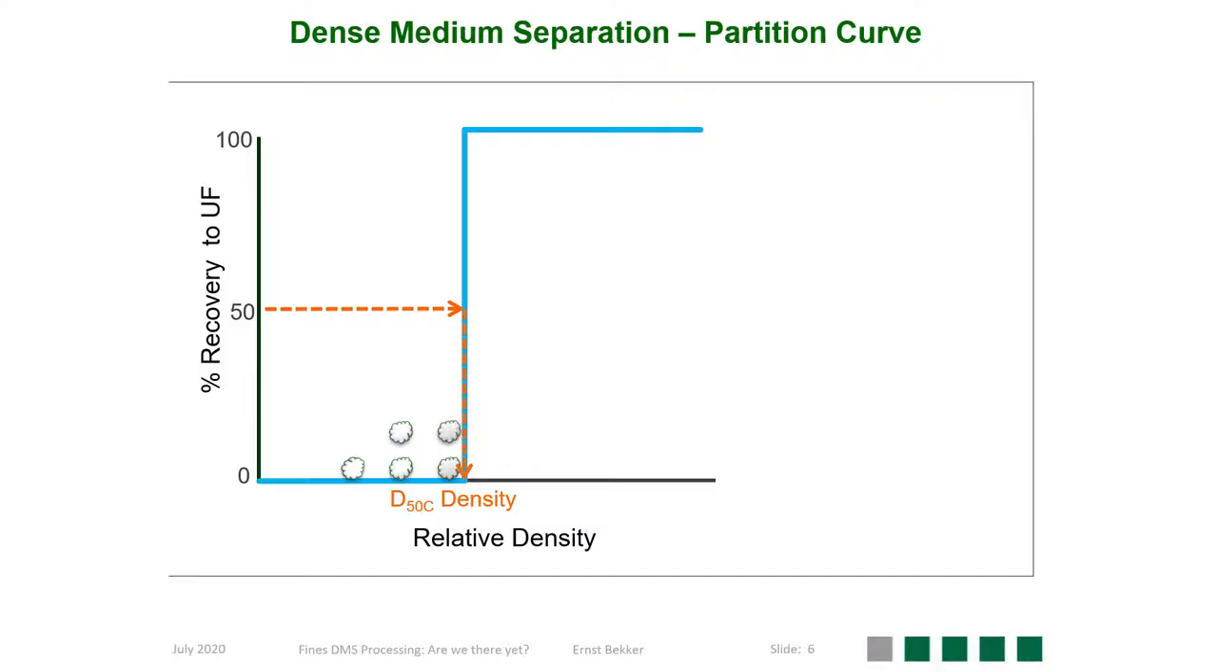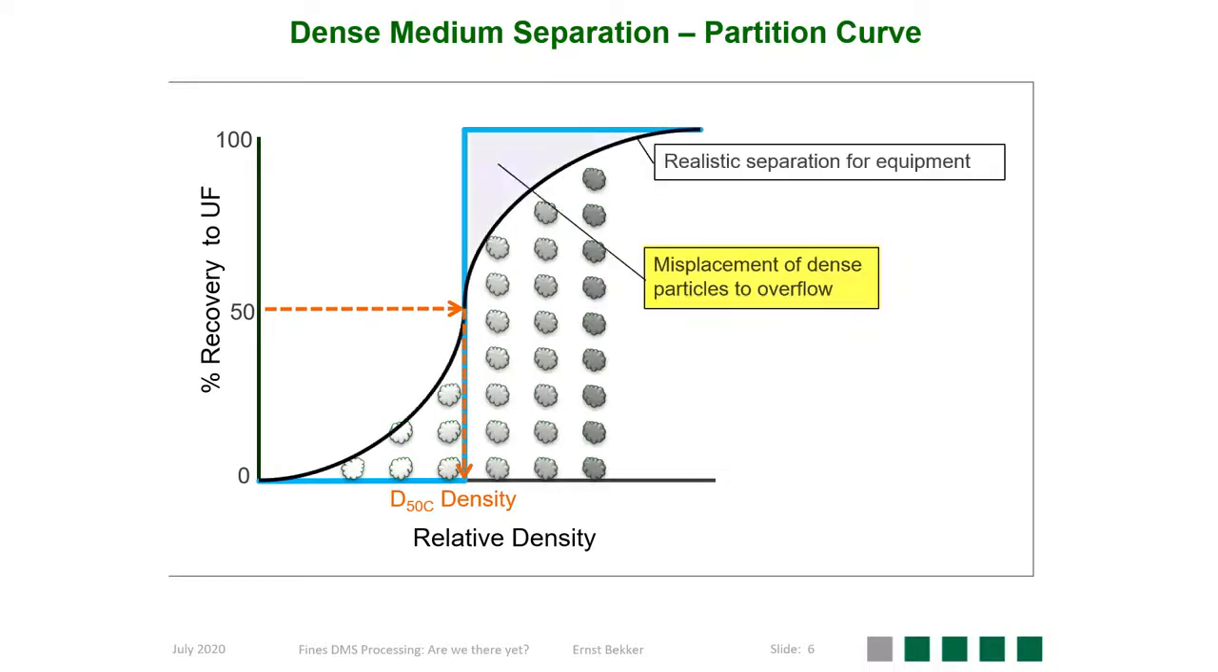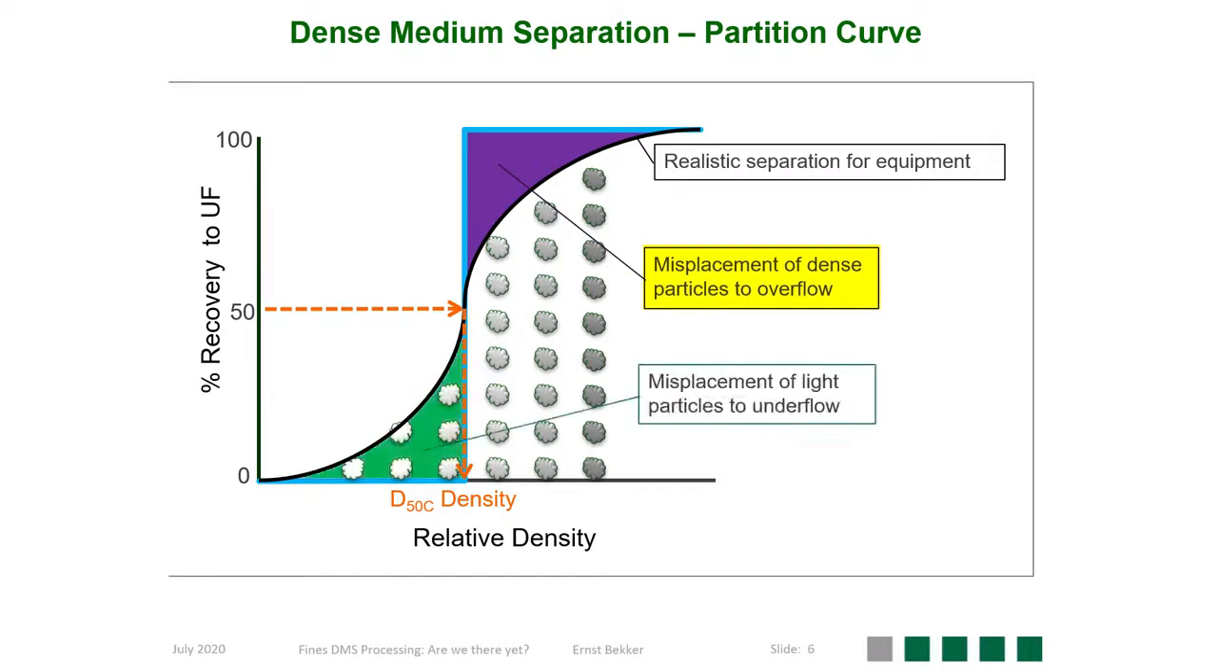Unfortunately, dense media cyclones are not perfect separators. As illustrated in this animation, you get particles that are getting misplaced, with sinks reporting to the overflow and light material reporting to the sinks. The objective, of course, is to have this S-curve as steep as possible, or to approach perfect separation as close as possible.